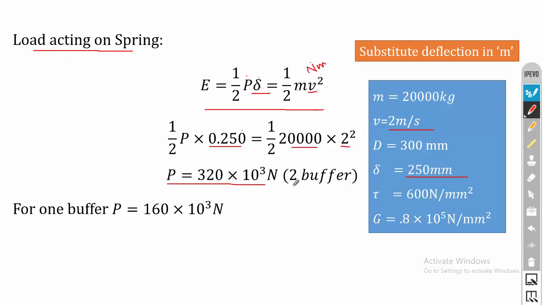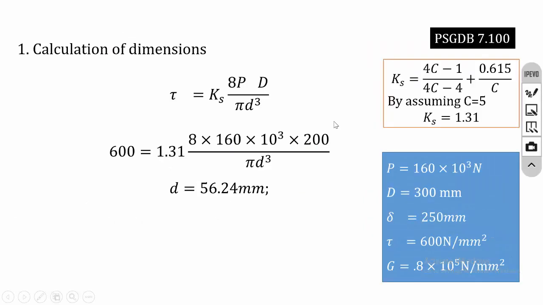So in this problem, totally there are two buffers used. So to calculate the load on one buffer, we have to divide this load by 2. That is P is equal to 160 into 10 power 3 Newton. Now I have calculated the load acting on the spring. Then we can move into the design procedure.